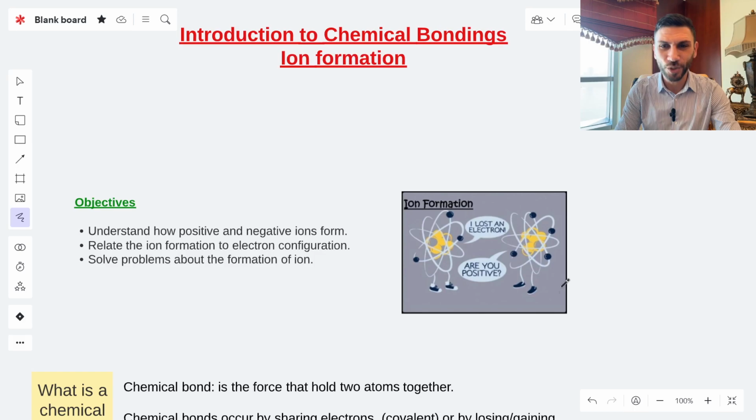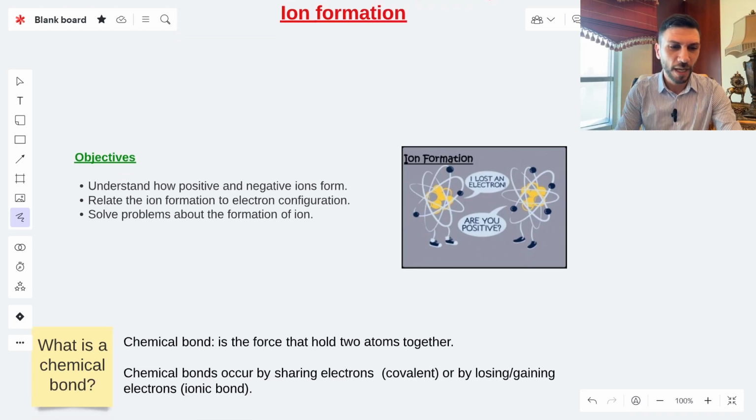I saw this image on Google. One atom is telling the other atom, I lost an electron. So the other atom is asking, are you positive? We need to answer this question by the end of this lesson.